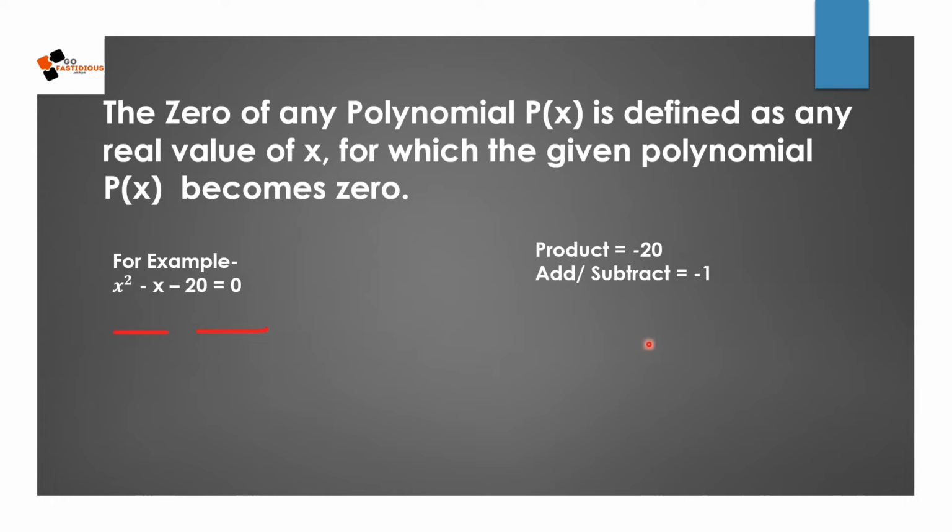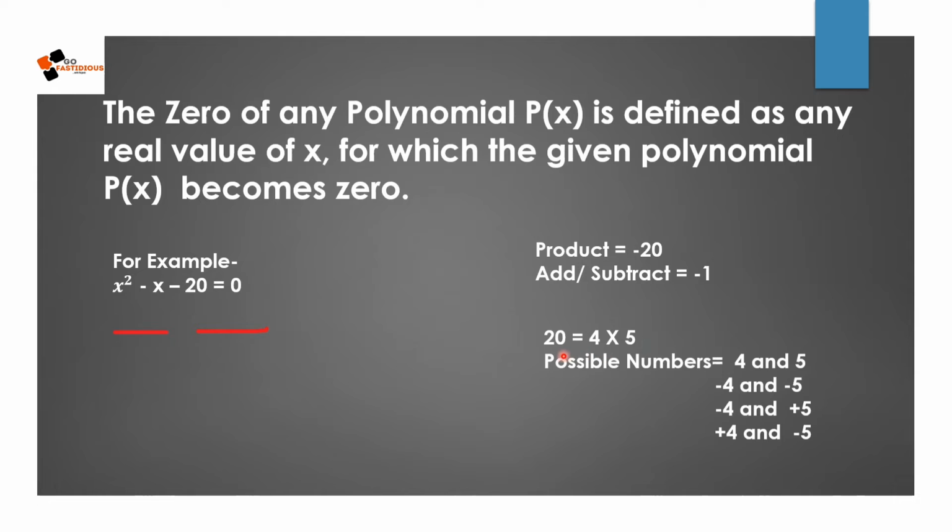So what are the two numbers? The numbers are 4 and 5, although the numbers are 10 and 2 also, because 10 into 2 is 20, but 10 and 2 will not give us minus 1, neither 10 plus 2 nor 10 minus 2. So the numbers are 4 and 5.